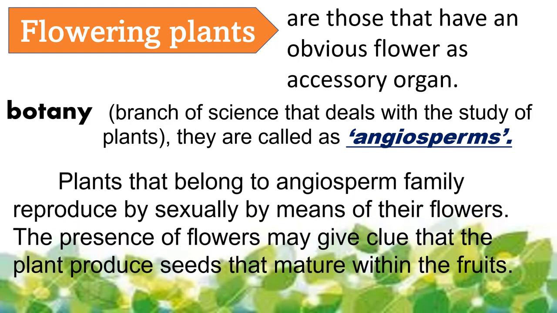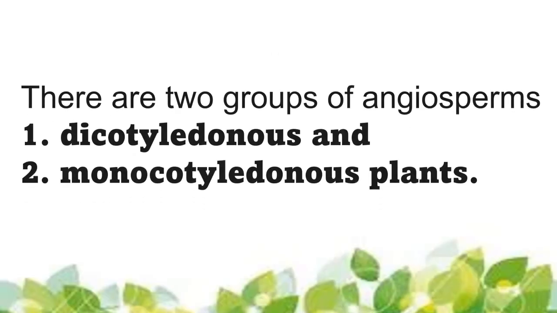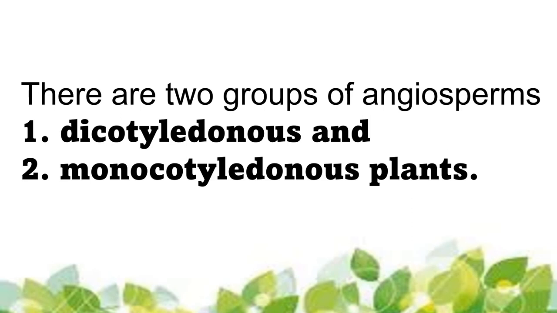Plants that belong to the angiosperm family reproduce bisexually by means of their flowers. The presence of flowers may give a clue that the plant produces seeds that mature within the fruits. There are two groups of angiosperms. Number 1, dicotyledonous and monocotyledonous plants.